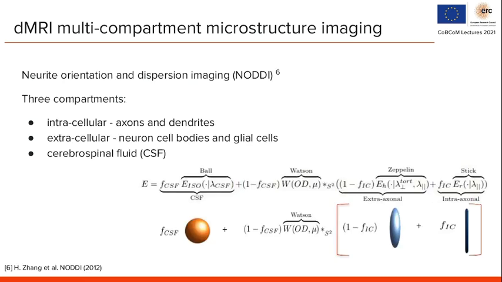One prominent multi-compartment model is the Neurite Orientation and Dispersion Imaging Model, or shortly NODDI. It represents a diffusion MRI signal as a linear combination of three compartments, namely intracellular compartment for modeling of axons and dendrites with cylinders of zero radius distributed according to Watson distribution, then extracellular compartment for glial cells and neuron cell bodies, modeled with anisotropic Gaussian with orientations that also follow Watson distribution, and the last compartment is for cerebrospinal fluid that is modeled with simple isotropic Gaussian.